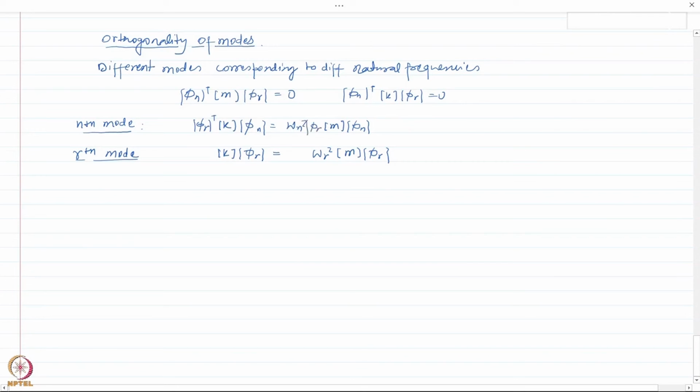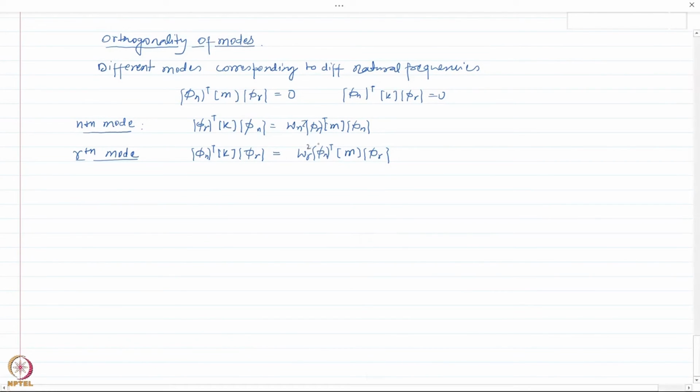So that I have omega n square phi n multiplied by phi r transpose, and here also I am going to multiply omega r square phi r by phi n transpose. So our nth mode with phi r transpose, and the rth mode with phi n transpose, on both sides of the equation.